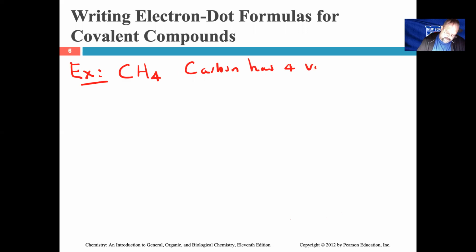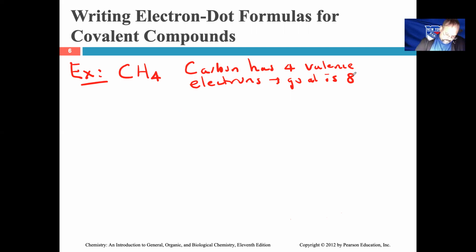So carbon has 4 valence electrons. The goal is to get to 8. Again, how would I know the 4 valence electrons? Carbon is in group 14 or 4A in the periodic table. And if you're in group 4A or 14 in the periodic table, you have 4 valence electrons. And just like most of the other elements in the periodic table, the goal for carbon is to get to 8.